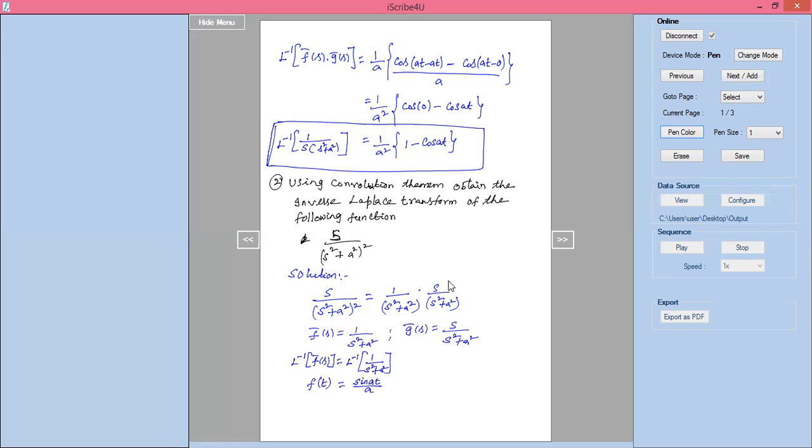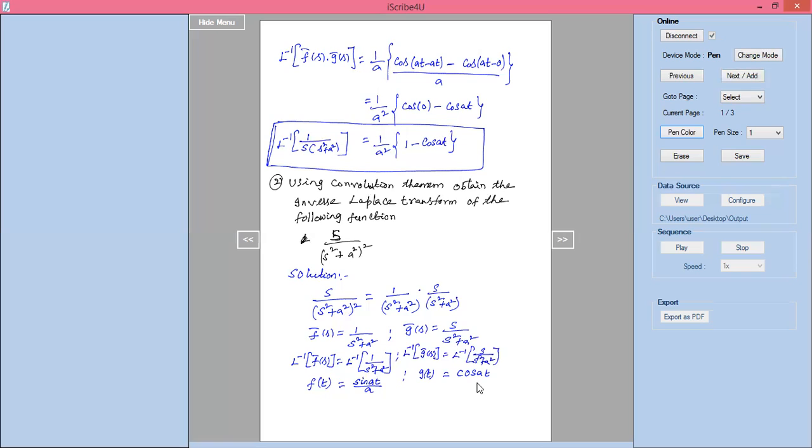L inverse of G bar of S equals L inverse of S divided by S square plus A square. Now G of t equals L inverse of S by S square plus A square, which I'll write as cos AT. Now I think you understood here what that is: 1 divided by S square plus A square, I have written as sin AT by A, and here G of t is cos AT.